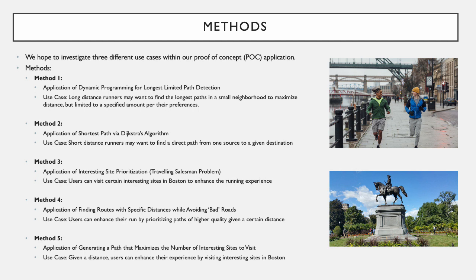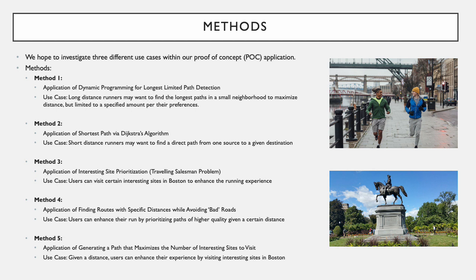Method number 3, on the other hand, concerns the application of interesting site prioritization. With this item, think traveling salesman problem. The main use case is that users may want to visit certain interesting sites in Boston to enhance their running experience. Method number 4 was the application of finding routes with specific distances while avoiding what are known as bad roads, or not so good roads. The main use case is that users can enhance their running experience by prioritizing paths that are of higher quality given a certain distance.